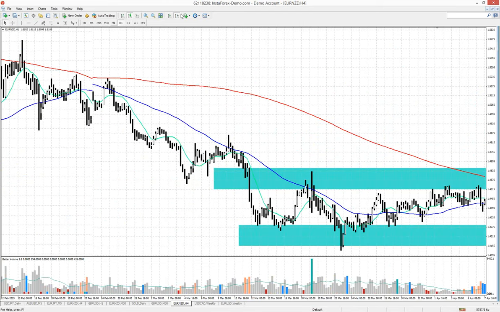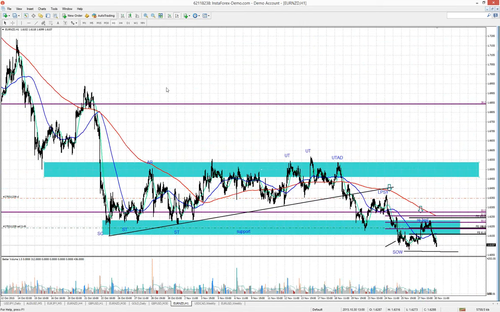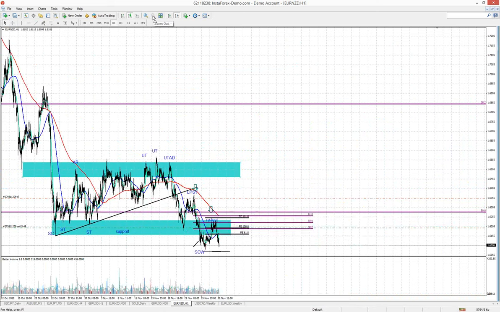Since I triggered a short-term perspective out of this base, I want to take like one free ratio. My risk was 130 pips. I took the sell here right now. I'm in plus about 85-89 pips.